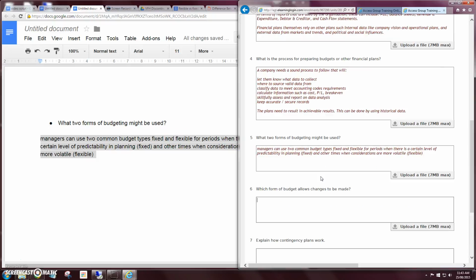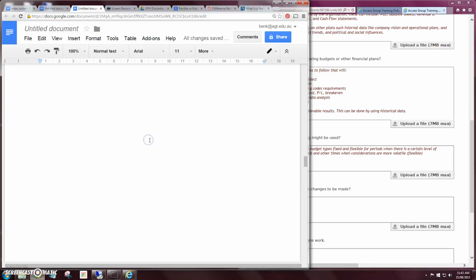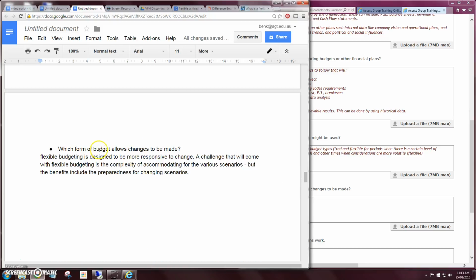And I should go down and hit save, but I'll risk it. I'll just go on. Which form of budget allows changes to be made? Flexible. Now, again, I could just say flexible budgeting, but it really doesn't show that I've acquired much knowledge. So I've said flexible budgeting and then explained my understanding of flexible budgeting. So flexible budgeting is designed to be more responsive to change.